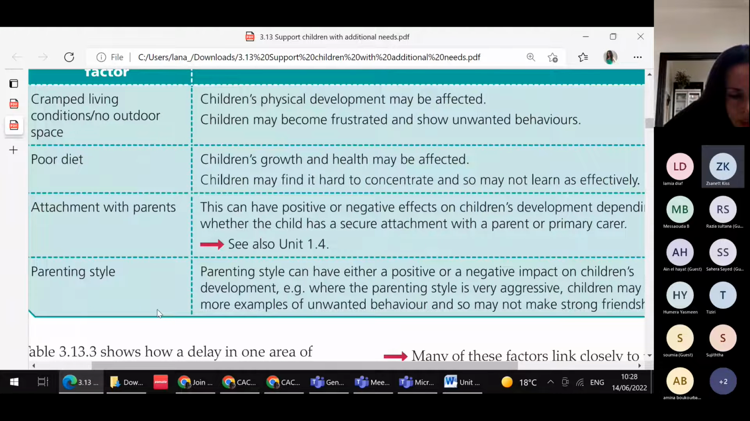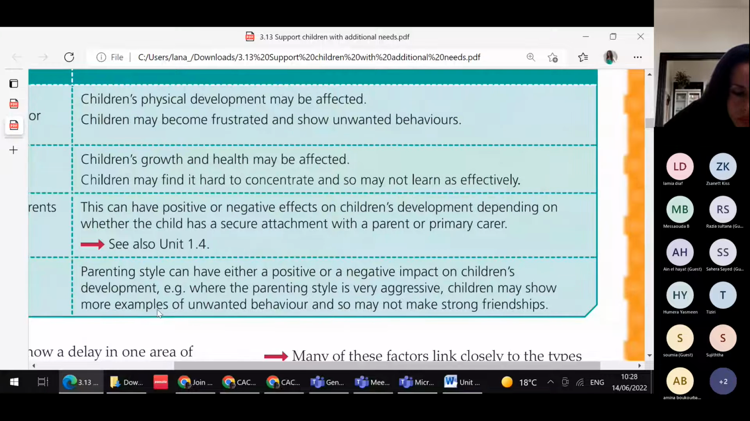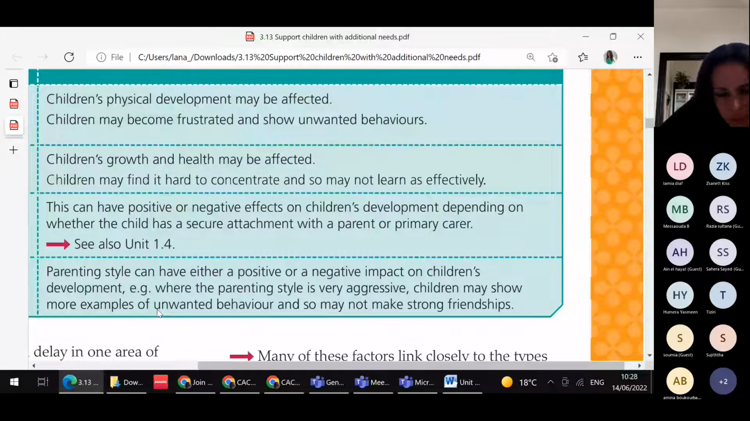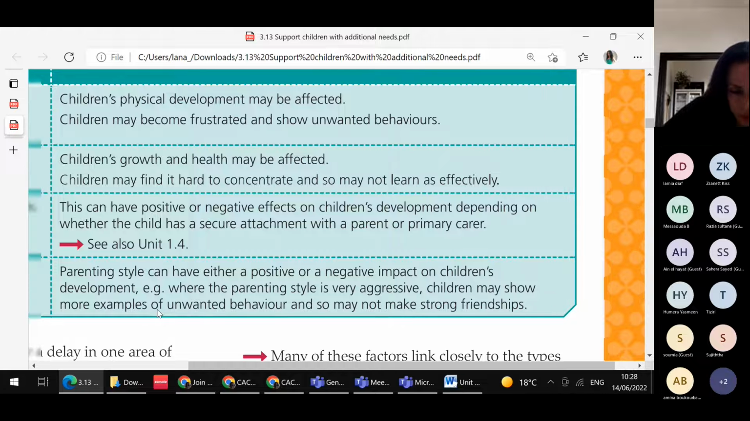So what's the parenting style? As well, it is either positive or negative. The parent could be very aggressive to the child, and that would affect the child. Why? Because he will feel unwanted, unhappy, unsatisfied. While if the parents were very kind to the child, they will develop faster, they will be happier, positive. So it depends on the parenting style.